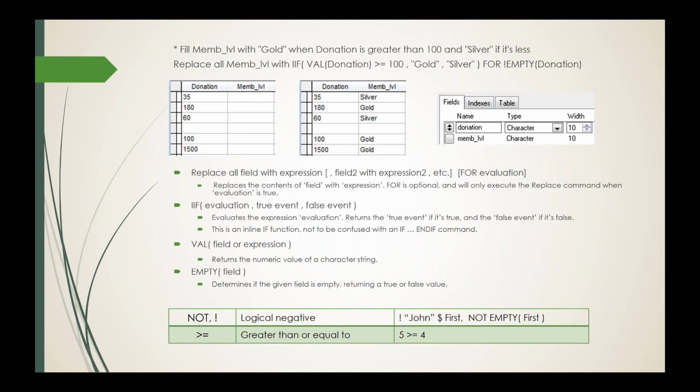After that, our final parameter is silver. If it's not greater than 100, silver is what's returned by this if function, and that's what the mem level field is going to be replaced with. Then at the very end, I have for not empty donation. This command is only going to run when the donation field is not empty. If the donation amount, as you can see in the example, is blank, I don't want to replace the mem level with anything. It depends on the situation, but in this situation I didn't want to give any member level if there wasn't a donation amount attached.